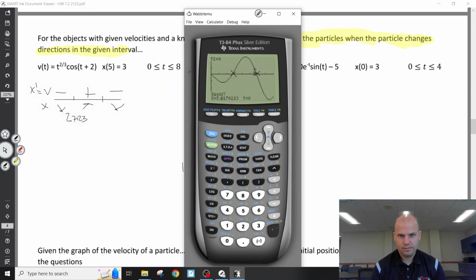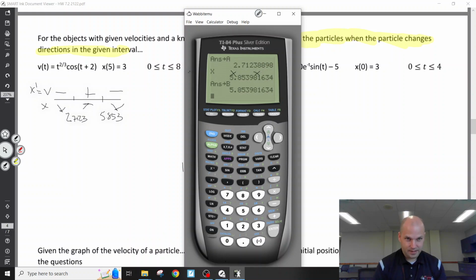Enter, enter, enter. And this is at 5.853. I'm going to store that as b. I would recommend you do that as well. That x, store that as b. Fantastic. Now here's a fun thing.